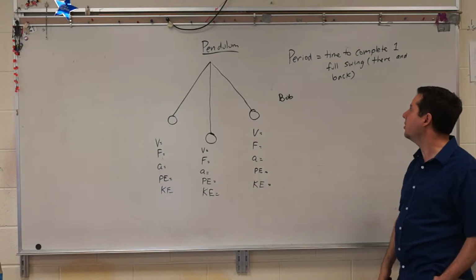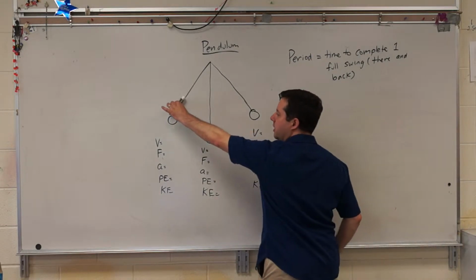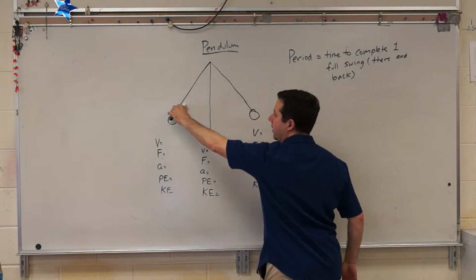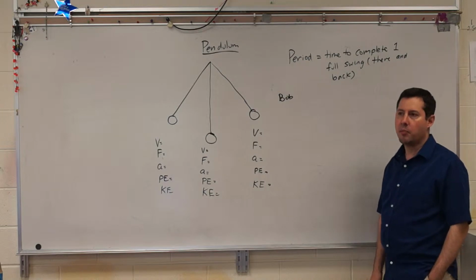The period of a pendulum is just the time it takes to complete one full swing. So if it starts here, one full swing would be there and back. And because it's time, you're measuring it in seconds.